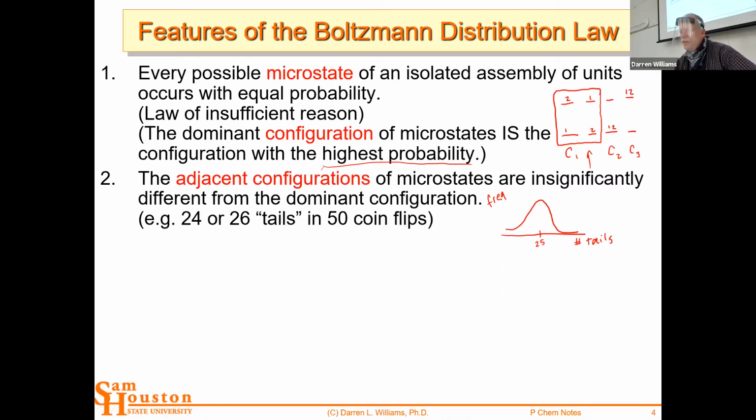But this is saying that there's an insignificant difference really between getting 24, which would be right here, and getting 26, which would be right there. So the probabilities of those adjacent configurations of microstates are almost identical to the one that's right at the most probable. But it does fall off. If you get pretty far away from 25 tails, then you see that the frequency of getting that result really drops off.